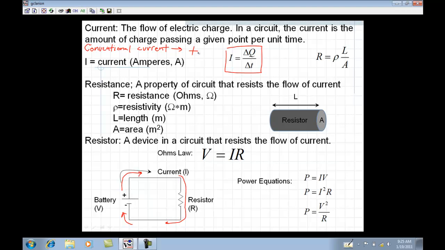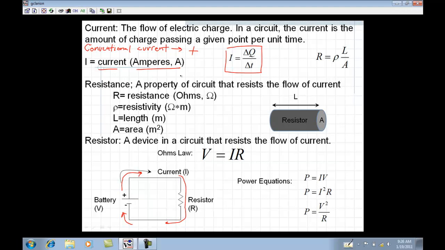After that convention was started, it was soon found out that current is actually made out of negative charges. But as history goes, they just stuck with positive charges because it still all works. So it's conventional current that we're going to be using, positive charges, but in reality, it's really negative charges, really electrons that are moving. The current I is measured in amps.